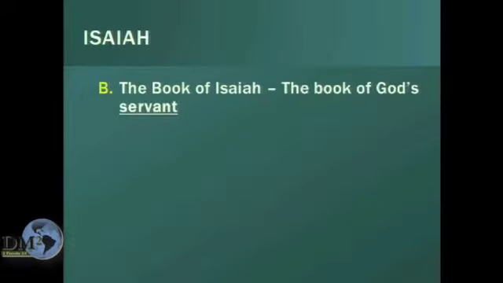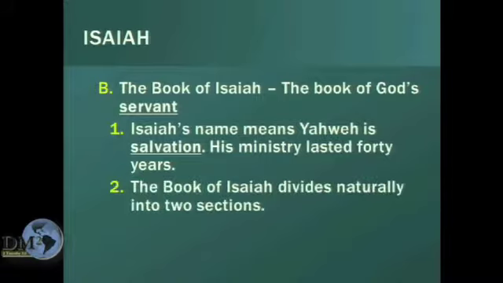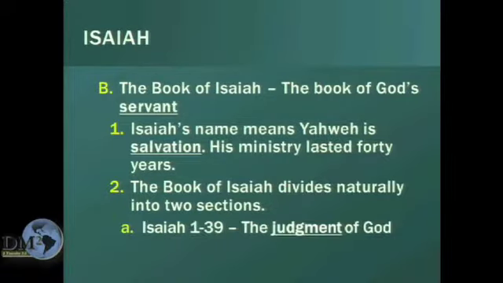So the book of Isaiah, the book of God's servant. There's more messianic prophecy in Isaiah than any of the other books. Isaiah's name means Yahweh is salvation. His ministry lasted 40 years. The book of Isaiah divides naturally into two sections.